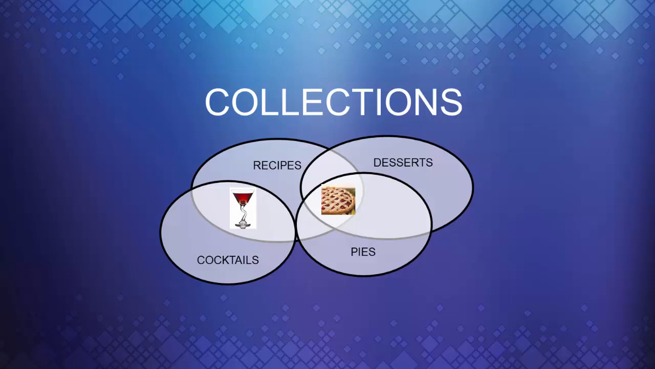Now, collection metadata is going to be very useful when we go to query that database later on. If you search for documents in the recipes collection that contain a specific ingredient, such as cherries, you would match both the Manhattan and the cherry pie recipes. But if you search for documents in the recipes collection and the cocktails collection that contain the ingredient cherries, you would only match the Manhattan document.